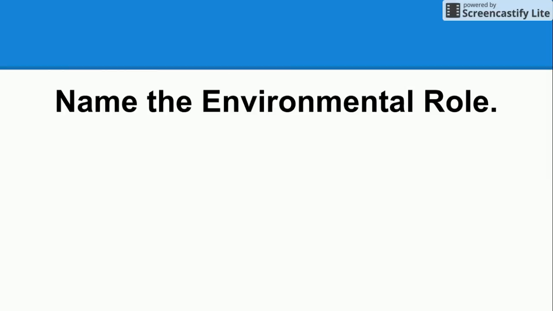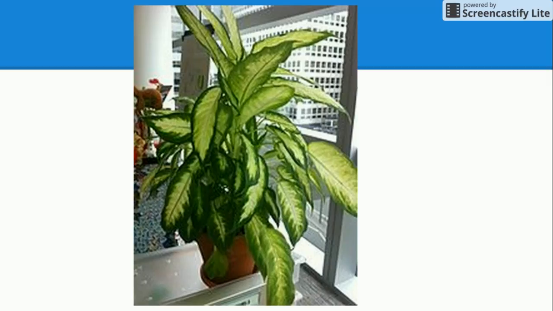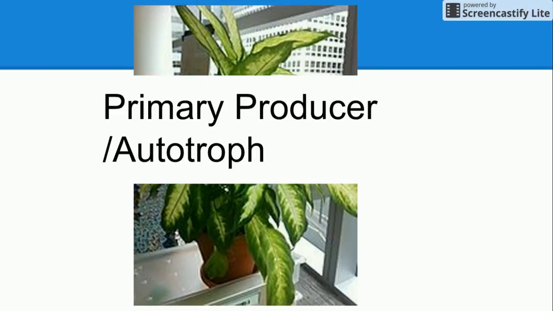So before we move on to our independent work, let's name some more of the environmental roles. And this is practice of the stuff that we did yesterday. So the first one is this plant. And this is a primary producer or an autotroph.